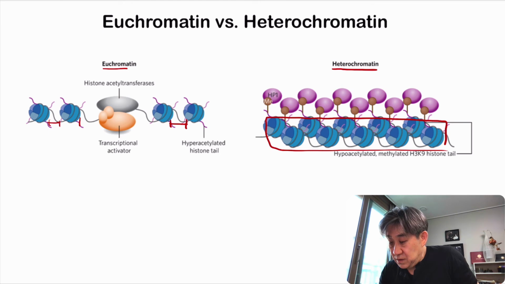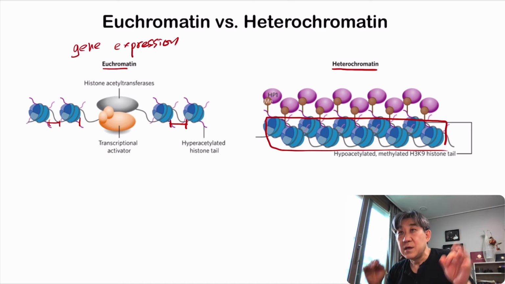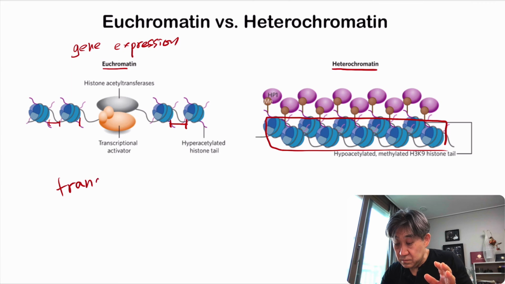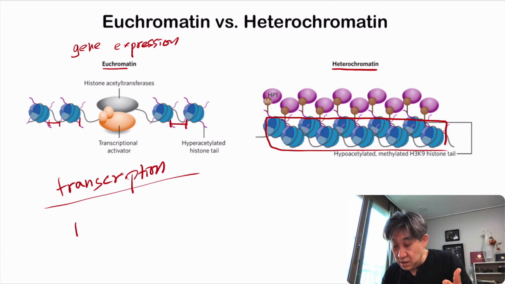And the gene expression activity is here in the euchromatin area. What do you mean by gene expression? It is how actively the transcription, the RNA making activity, occurs.